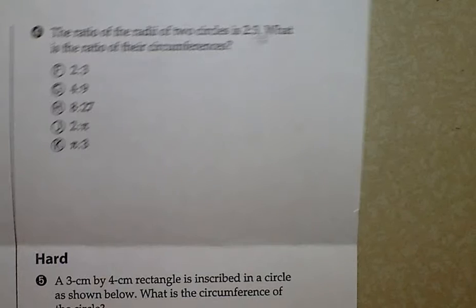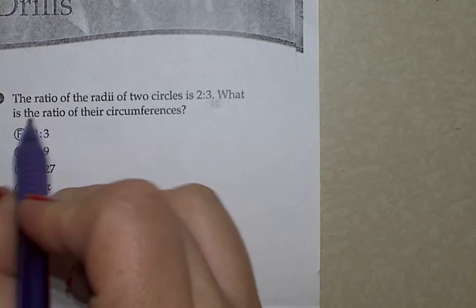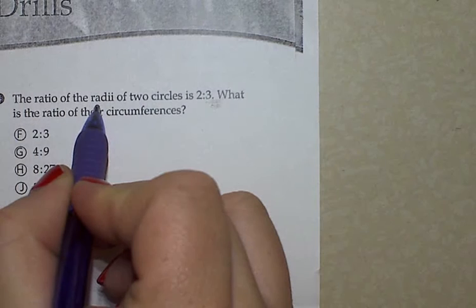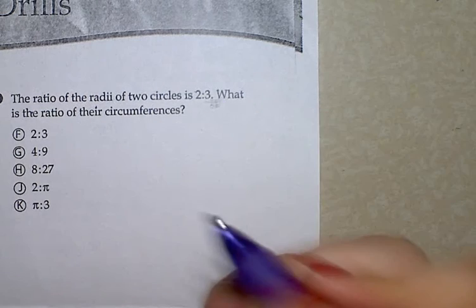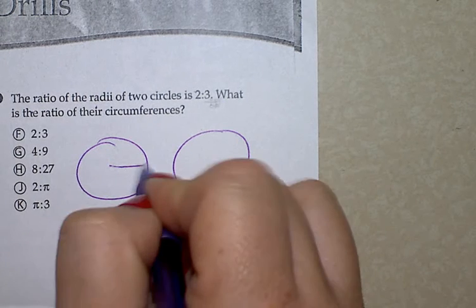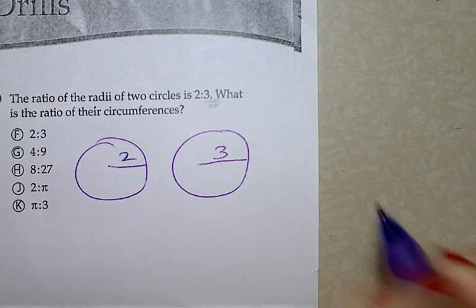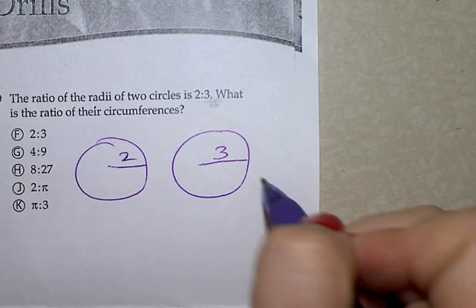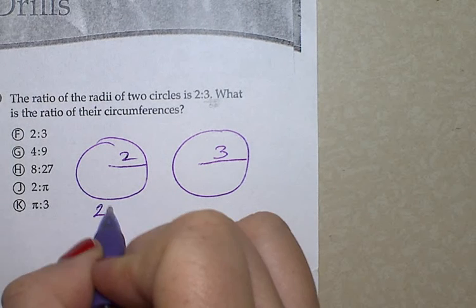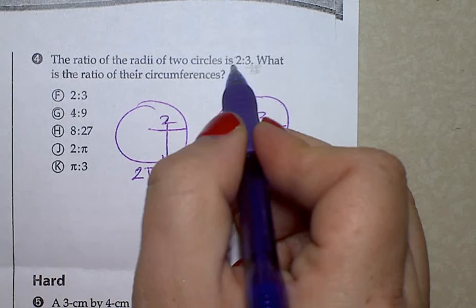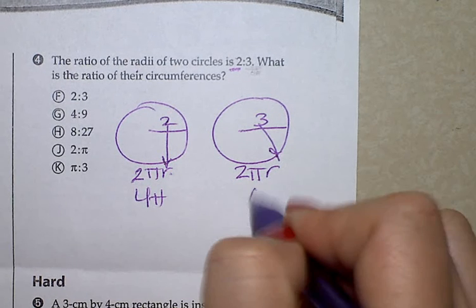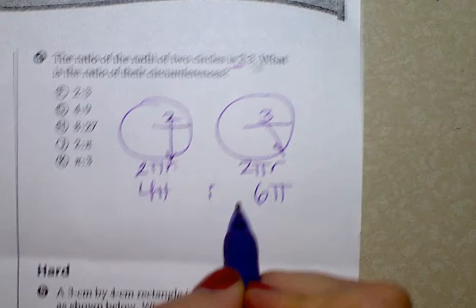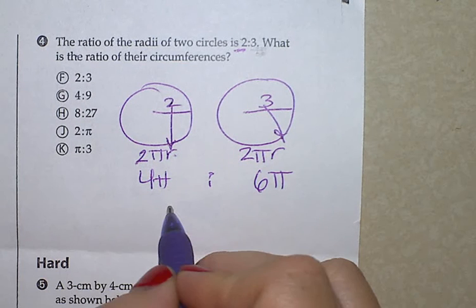Going on to number 4. Okay, so the ratio of the radii of two circles is 2 to 3. So let's do this. This is 2 and this is 3. Knowing this, what does that look like for the circumference? So circumference is 2 pi r and 2 pi r. So I plug in a 2, representing this first part, and I get 4 pi. I plug in a 3 and I get 6 pi. So if I compare these two, they're still going to reduce down to 2 to 3.